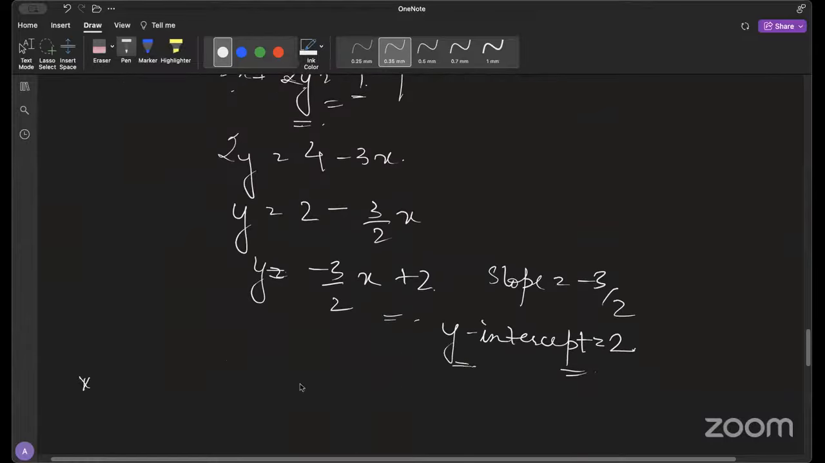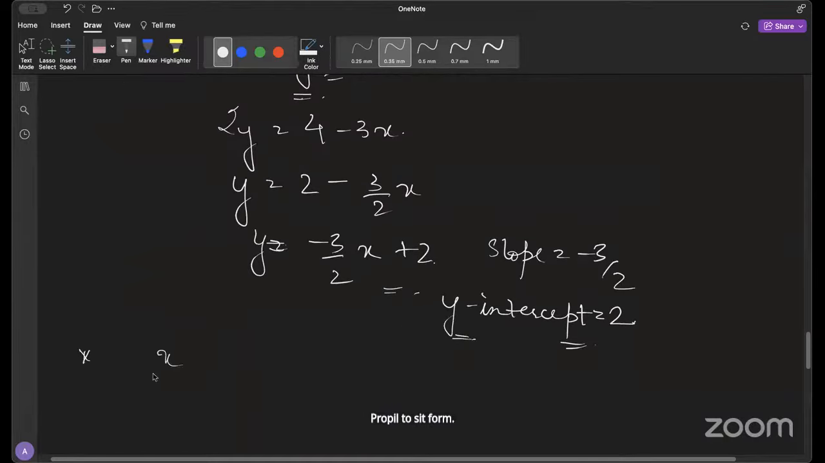Intercept form: you take x by a plus y by b equals 1. If you put y equals 0, you'll get the x-intercept, which is a. So this is the x-intercept, and this is the y-intercept. A is the x-intercept and b is the y-intercept.